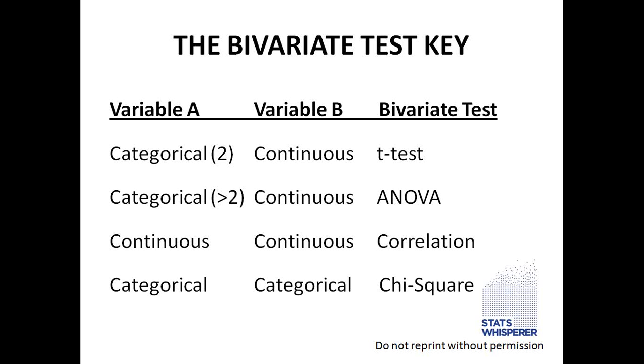So here's our bivariate test key. This will tell us which bivariate test to use according to the structure of the variables. If it's categorical with 2 categories and continuous, it's a t-test. Categorical with more than 2 categories and continuous, it's an ANOVA. 2 continuous variables, you use a correlation, and 2 categorical variables, you use a chi-square. And if you apply this key, you could do your bivariate analysis with any variables you need.